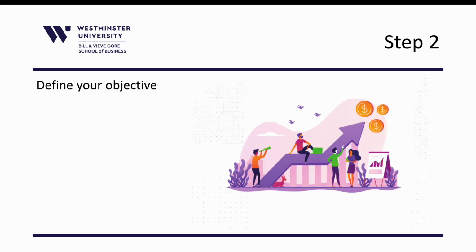Step number 2, define your objective. The next step in conducting market research is to define your objective. What do you want to achieve with your research? Common objectives include understanding customer preferences, identifying market trends, and analyzing competitors. Having a clear objective will guide your research process and help you gather relevant information.